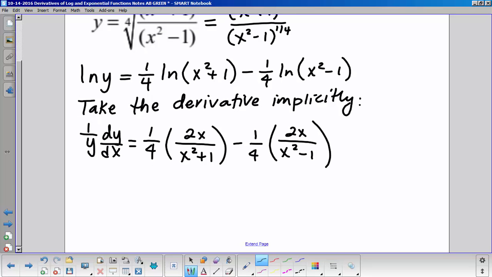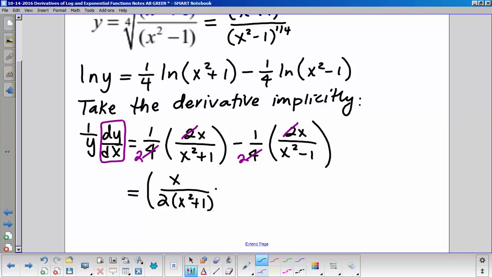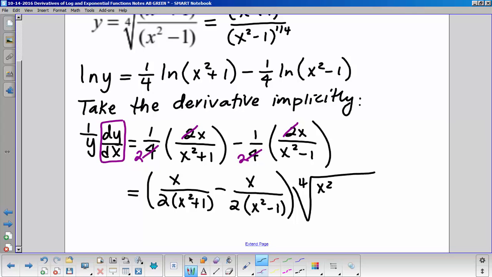And then we're going to solve for dy dx, which requires us to multiply both sides by y. So I can reduce this 4 and this 2, and this will be a 2 here, and then this 4 and this 2, and this becomes a 2 down here in the denominator. We get x over 2 times x squared plus 1 minus x over 2 times x squared minus 1 times y, which was the 4th root of x squared plus 1 over x squared minus 1.